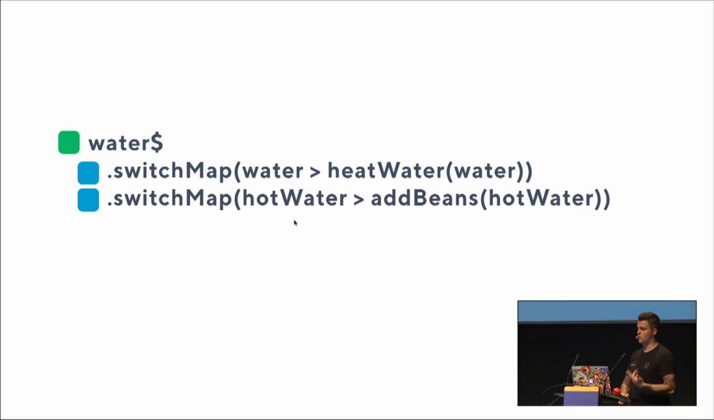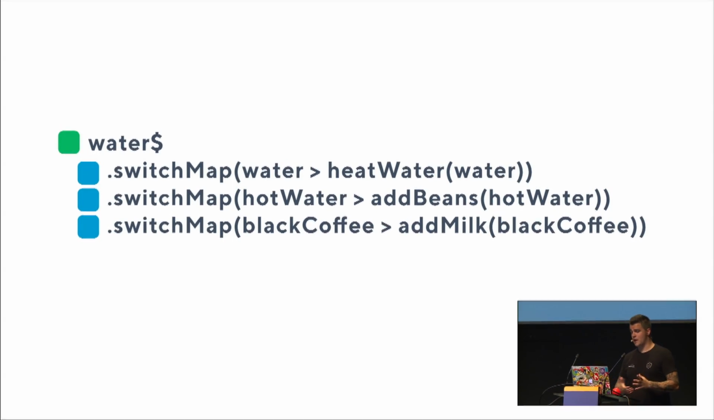So at this point, we've got the hot water, and we want to add the beans. We're going to pass the hot water in. The coffee machine can mix everything up. So at this point, again, we're doing another switch map because we want to know when all the beans have been added. We don't want the cup overflowing with beans. And at this point, we get black coffee.